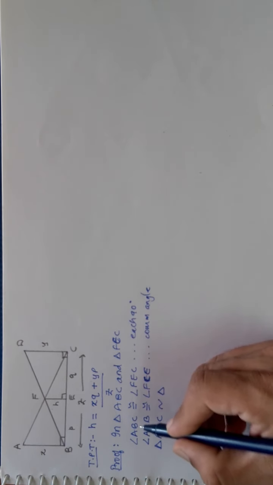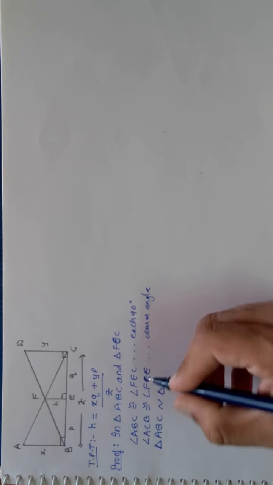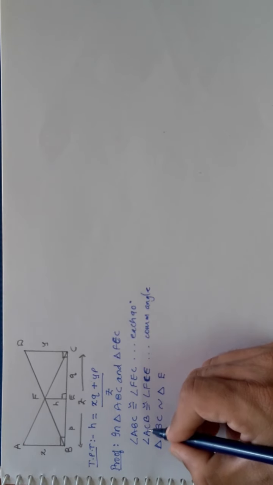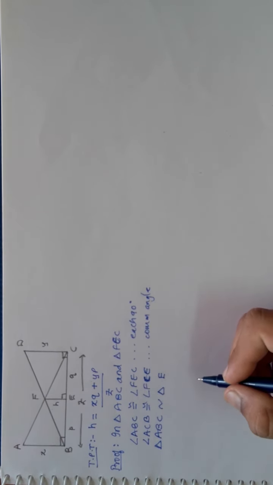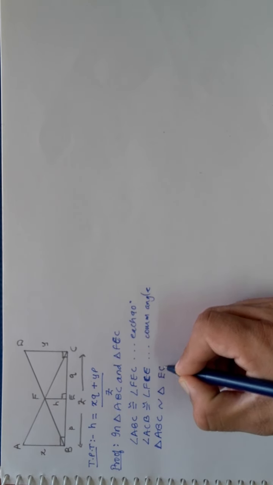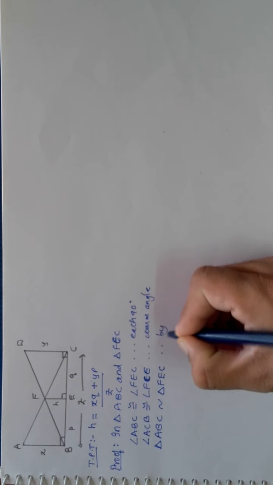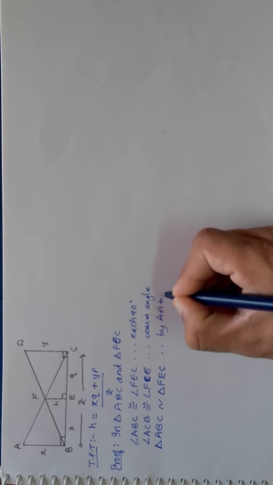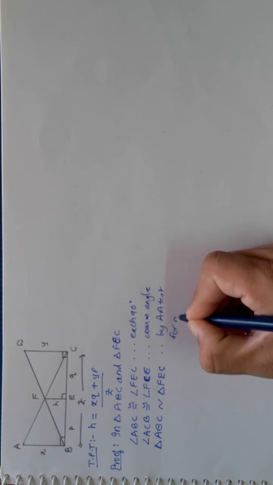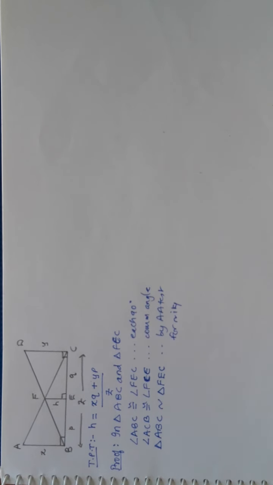So you have B with E, B second, E second, C with C, C number 3, the number 3 remains only one, that is FEC. This is by AA test for similarity. Agreed? So once you get this, you will get all the pairs of corresponding sides in proportion.